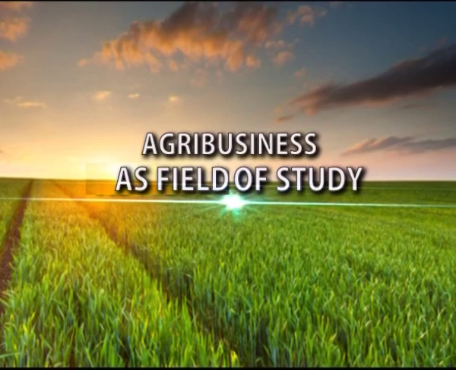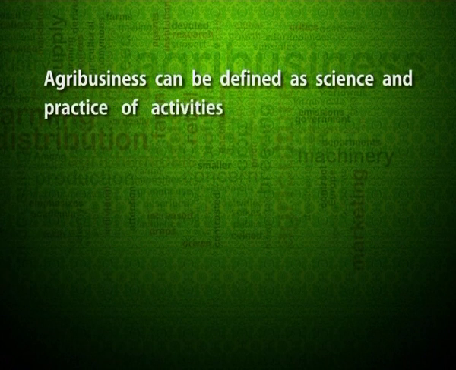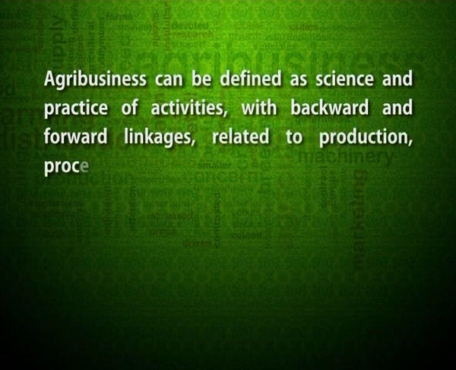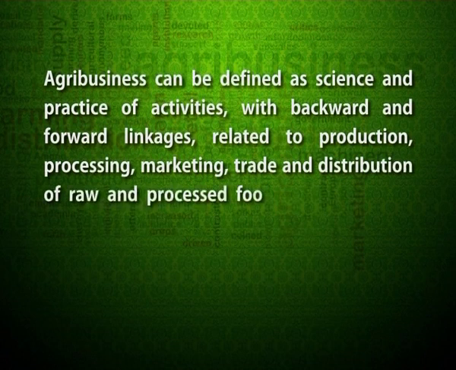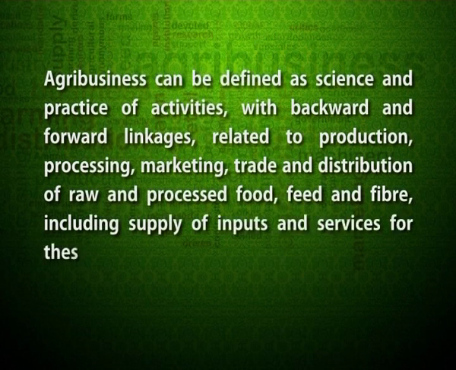Agribusiness as a field of study. Agribusiness is emerging as a specialized branch of knowledge in the field of management sciences. In this context, agribusiness can be defined as the science and practice of activities with backward and forward linkages related to production, processing, marketing, trade, and distribution of raw and processed food, feed, and fiber, including supply of inputs and services for these activities.